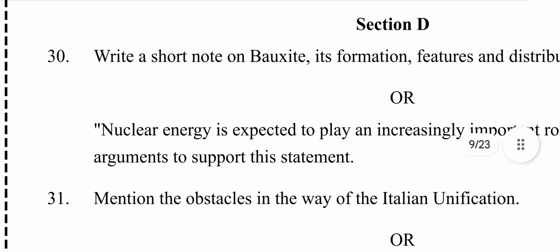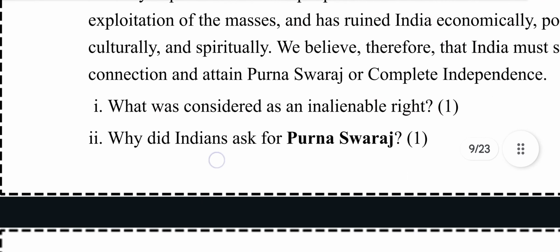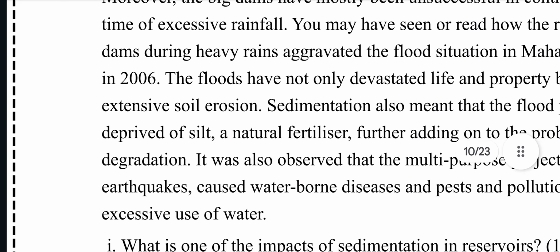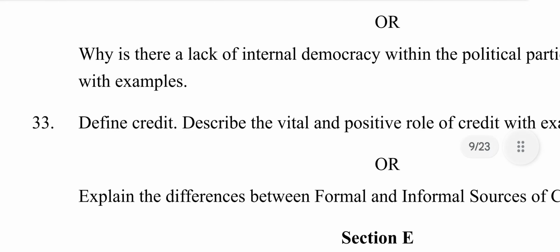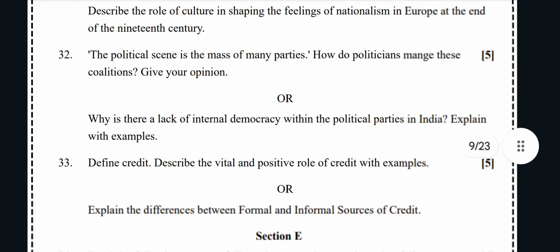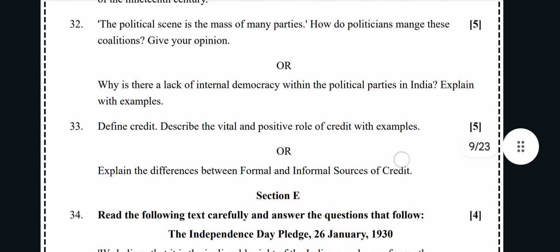From question number 30 onwards, see here, question number 30, 31, 32, 33, till 33 you can select the best answer that you know. It is a 5 mark question, so you have to select the answer you can write easily, the one where you can write more points, where you know more. Among these options you have to choose and write the one which you can write more.